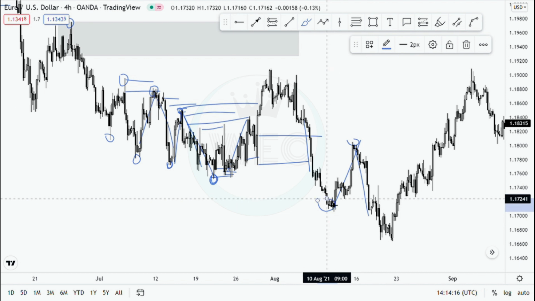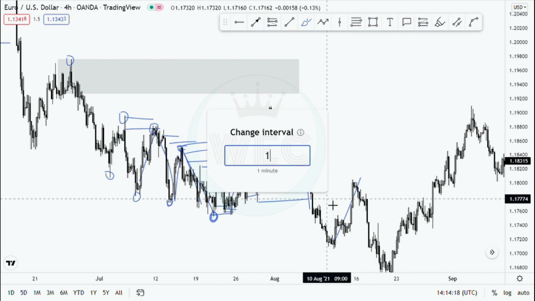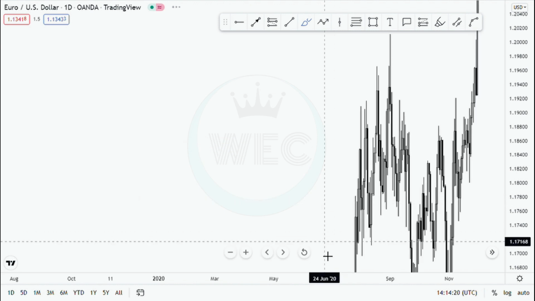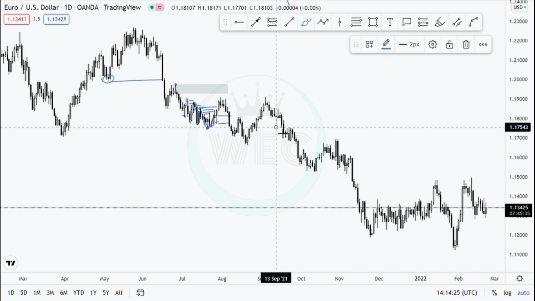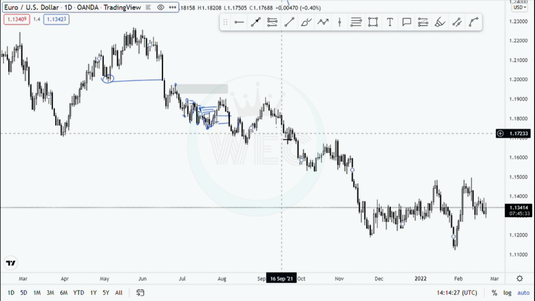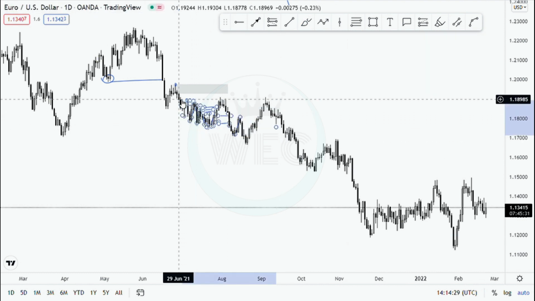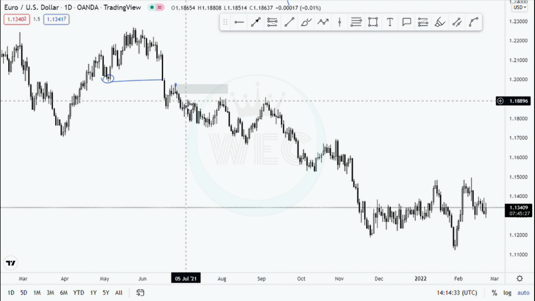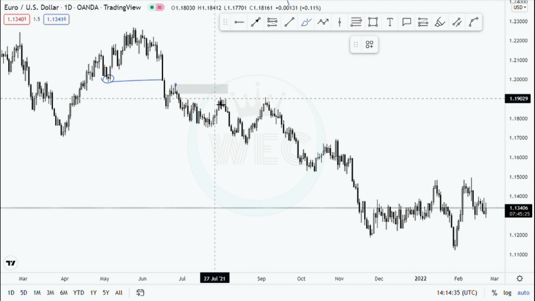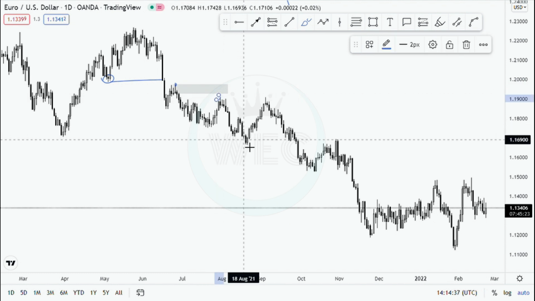Okay, so let us go back onto the daily time frame and look at the next swing leg and the opportunities that we could have gotten from that. Okay, so let me clear this first. Now our next swing leg on the daily will be from here to here. Okay, so what opportunities did we have?